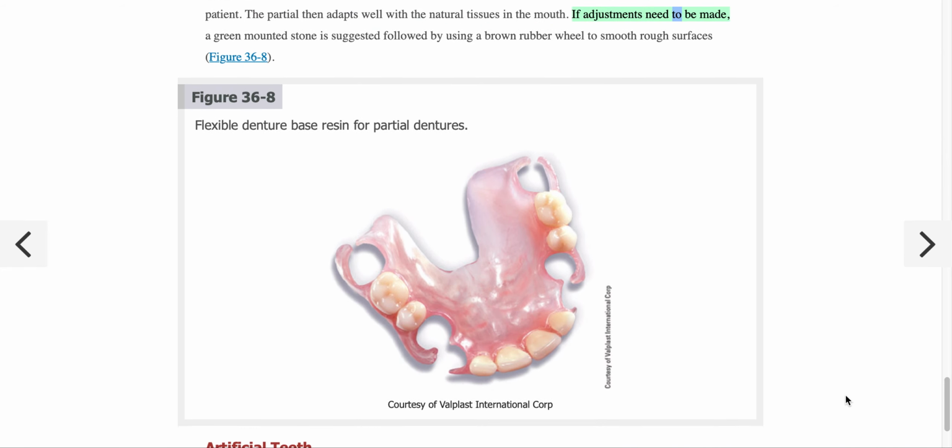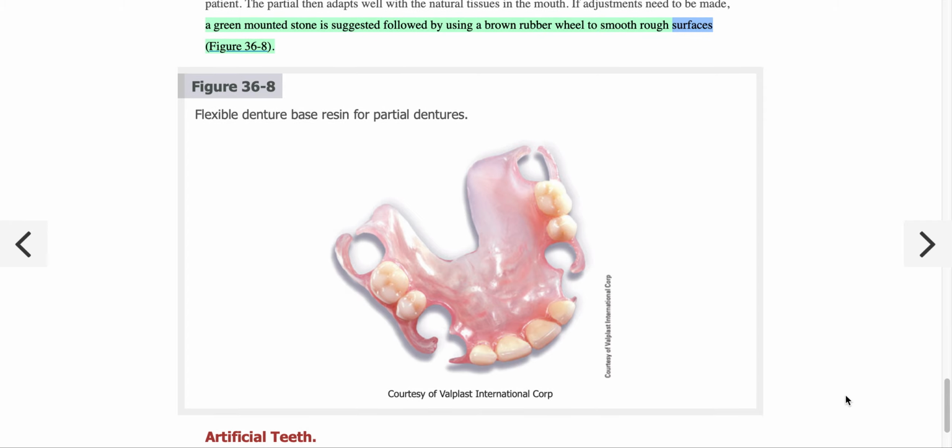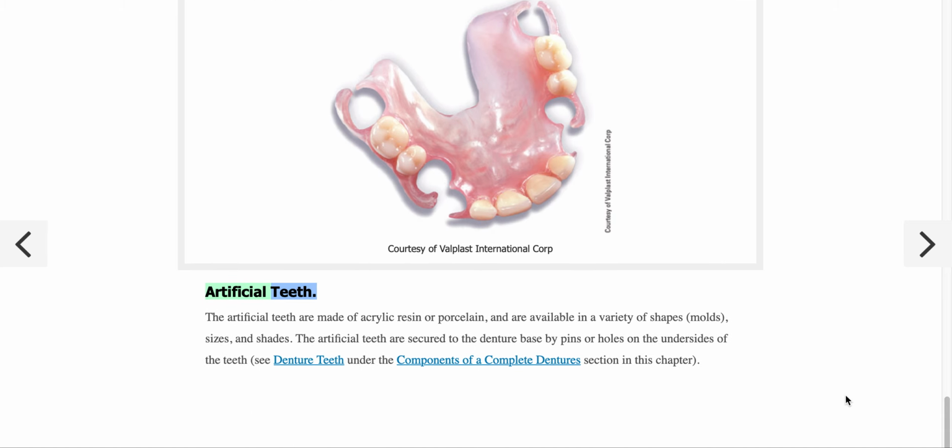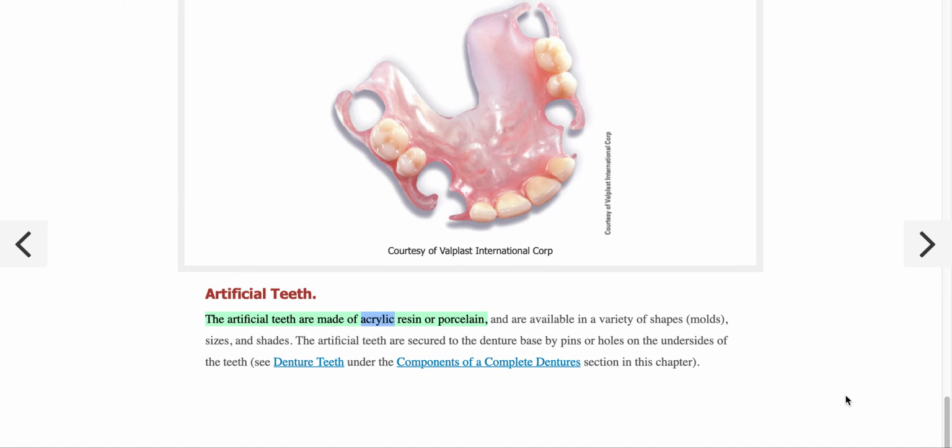If adjustments need to be made, a green-mounted stone is suggested, followed by using a brown rubber wheel to smooth rough surfaces, figure 36-8. Artificial teeth. The artificial teeth are made of acrylic resin or porcelain, and are available in a variety of shapes, molds, sizes, and shades. The artificial teeth are secured to the denture base by pins or holes on the undersides of the teeth. See denture teeth under the components of a complete denture section in this chapter.